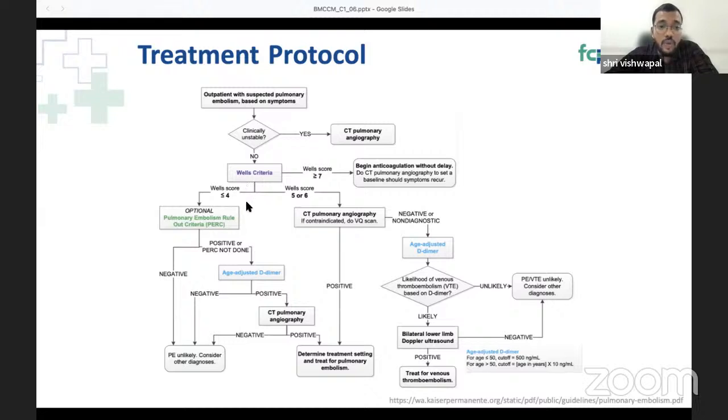Okay, so we'll move on to the Wells score of less than 4. As I mentioned before, the pulmonary embolism rule out criteria is an optional step. If it is negative, we have to look into other diagnoses. If it is positive, we have to go for D-dimer, and if the D-dimer is negative, again other diagnoses may be there. If it is positive, we have to go for CTPA. If CTPA is positive, you have to treat the patient based on suspected pulmonary embolism.